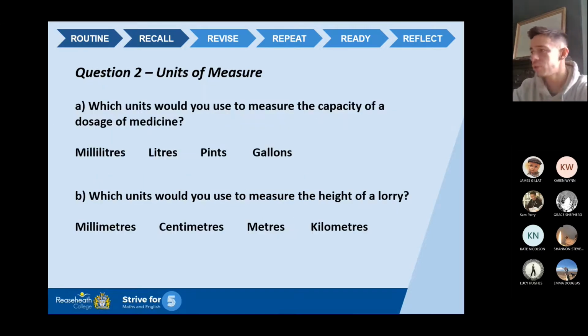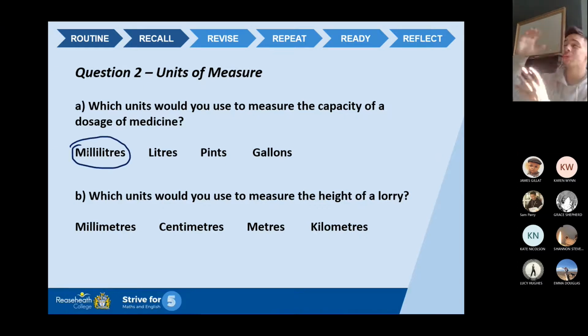Question two, which unit would you use to measure the capacity of a dosage of medicine? Now, I'm not sure if you can remember when you were young, if you were ever ill or poorly and you'd have Calpol, it'll be on a little teaspoon. And that would be measured in milliliters. It would be a very small dosage. You would not be drinking a whole liter of medicine or a pint of medicine or a gallon of medicine. They're too large. Liters are things for like big bottles of water or baths and gallons. Milliliters, very small. And that is represented by ml.